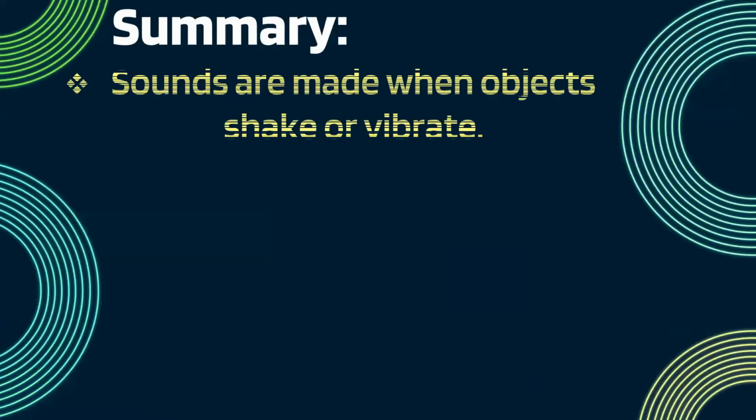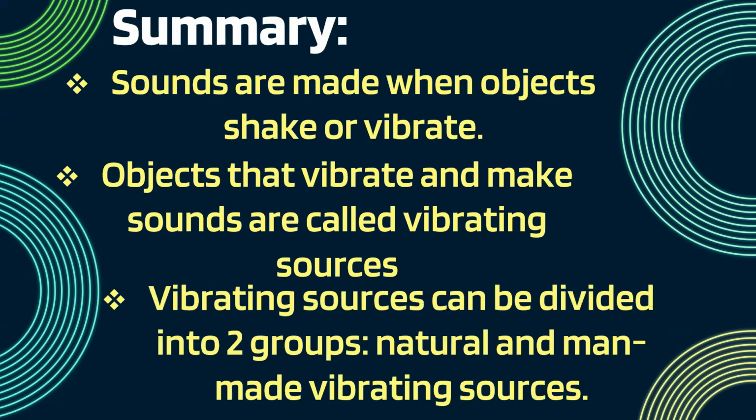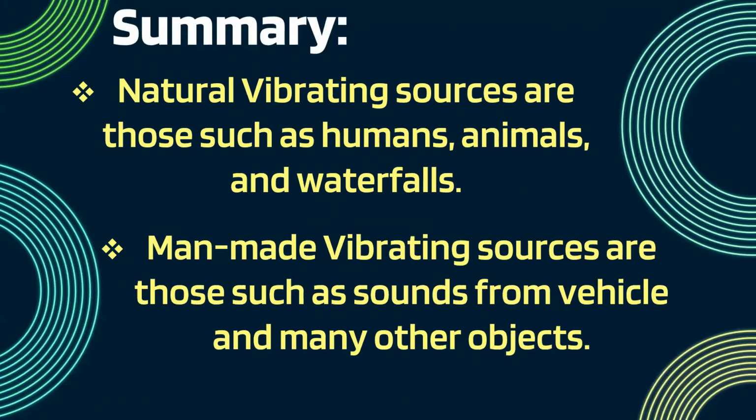Now, to summarize, we said that sounds are made when objects shake or vibrate. Another one is objects that vibrate and make sounds are called vibrating sources. Vibrating sources can be divided into two groups, which are natural and man-made vibrating sources. Natural vibrating sources are those such as humans, animals, and waterfalls, while man-made vibrating sources are those such as sounds from vehicles and many other objects.